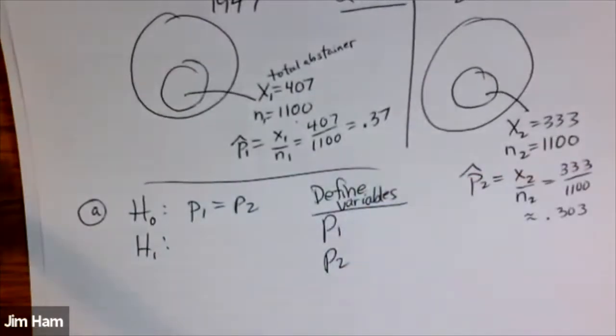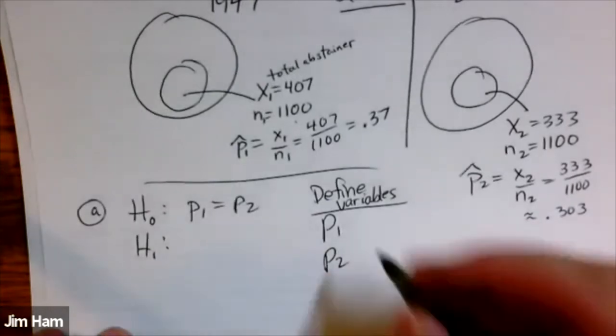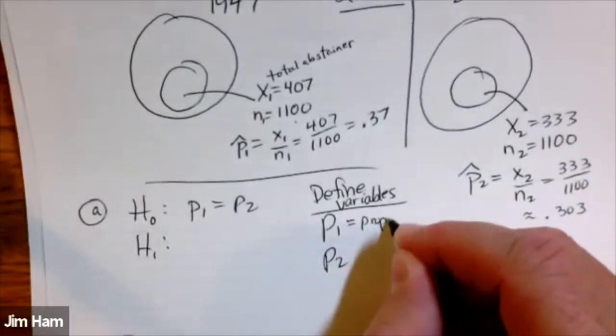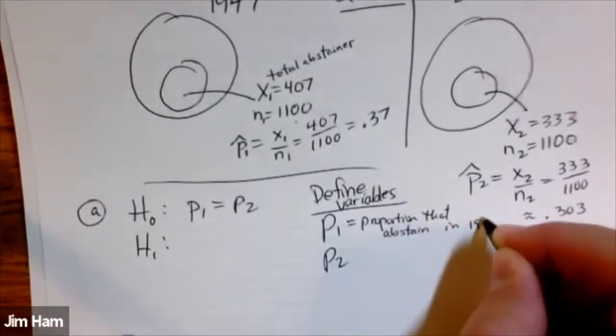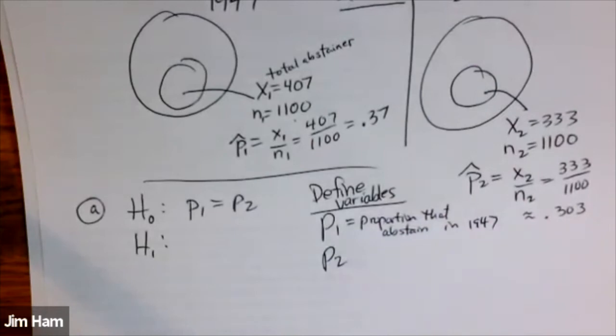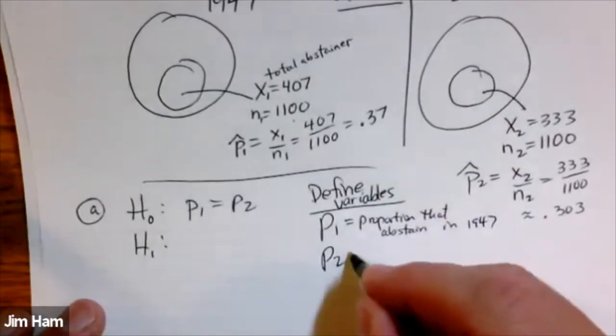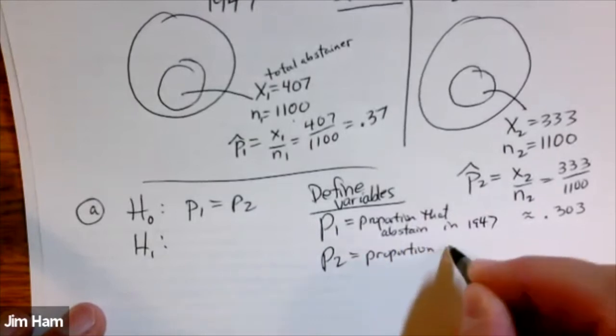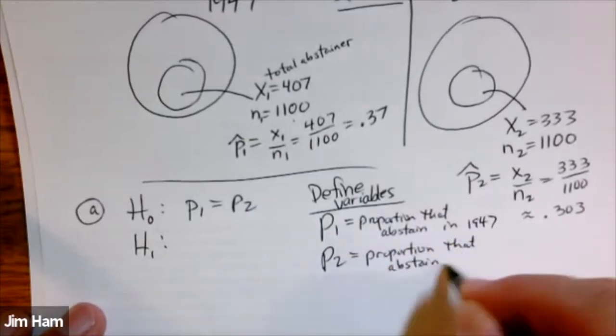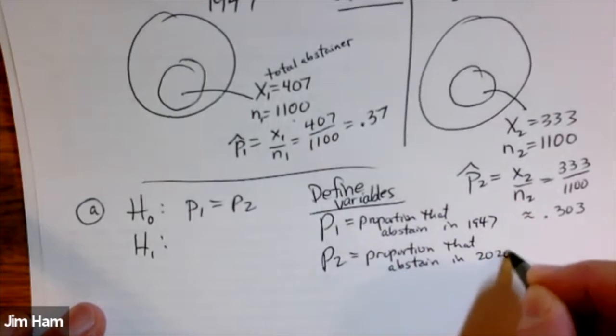It's very important that you do it in this case because we need to know which one's talking about 1947 and which one's talking about the current year. So P1, proportion that abstain in 1947. I'm writing the bare minimum of how you would define these variables. P2, proportion that abstain from alcohol in a recent year, we'll call it 2020.